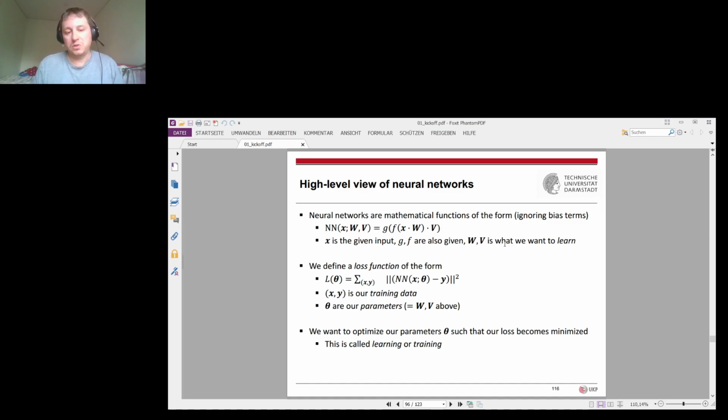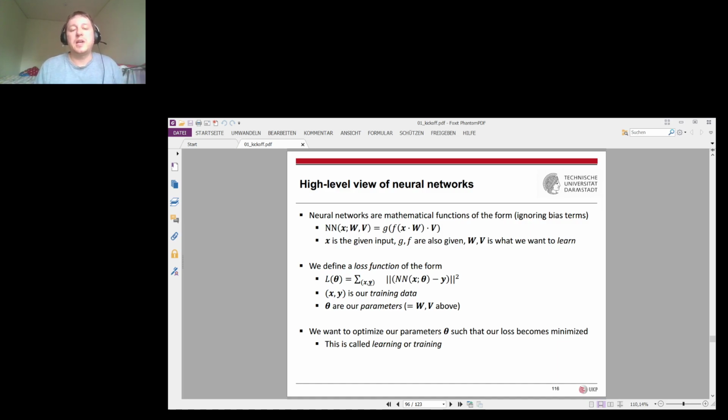And how do we want to change our neural network? We want to change it in such a way that it optimizes or minimizes a so-called loss function. So in our case, we saw this squared loss function. What does that say? Well, it says I have data x, y. So x are my inputs and y are my labels for that input. So I have many such data points.